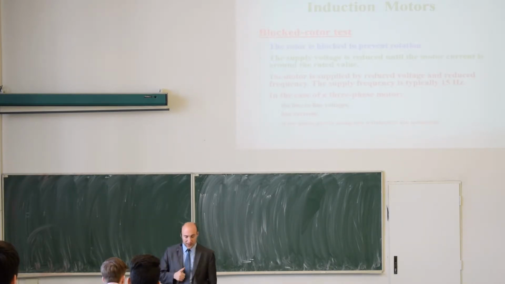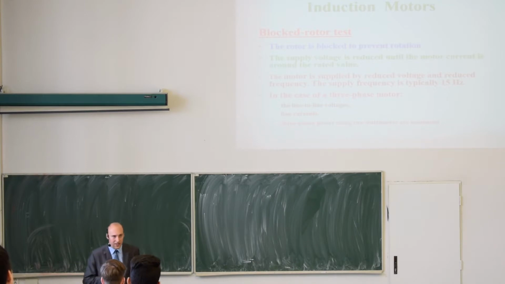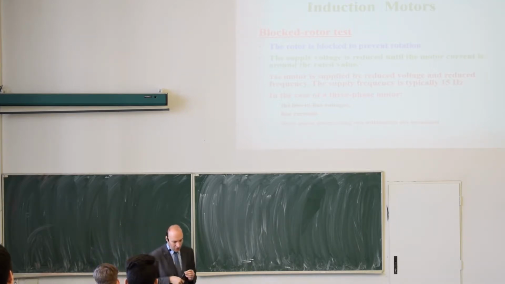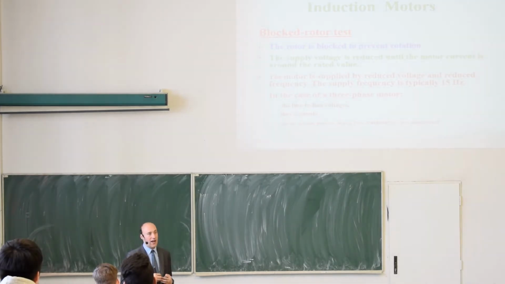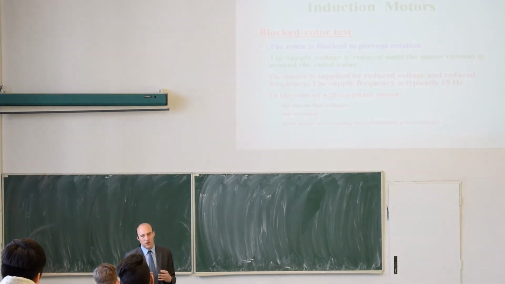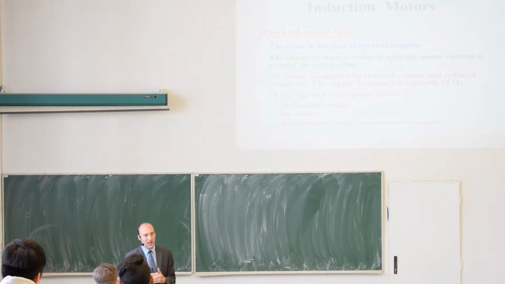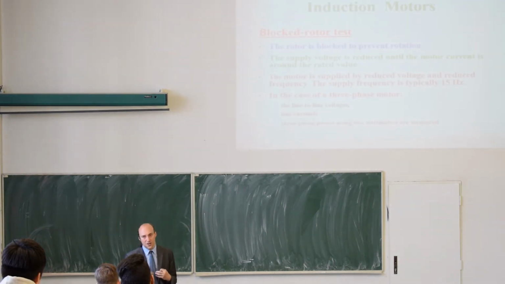Now the second test that we can do is the blocked rotor test. So we are blocking the rotor so that it cannot rotate. And this kind of test is typically done with reduced voltage. Why? If I block something and it wants to turn, and if I would use nominal voltage, it means that I would have very high input current.